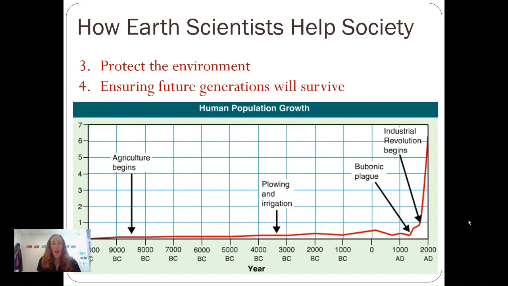And then lastly, we have protecting the environment. So that's a big portion of what earth scientists do, either through conservation or through political action, trying to protect the environment. And then lastly, ensuring that future generations will survive. So that would be sustainability, trying to ensure that people in the future have the same quality of life, if not better quality of life, than we do in today's society.